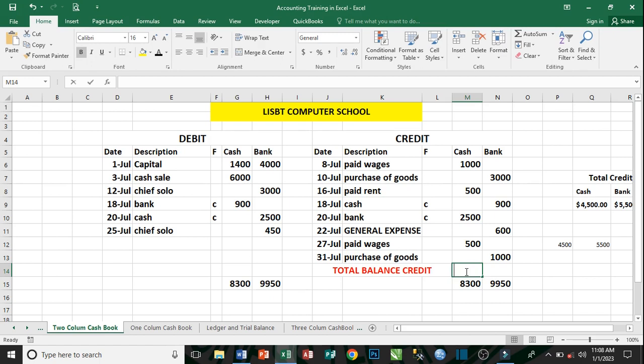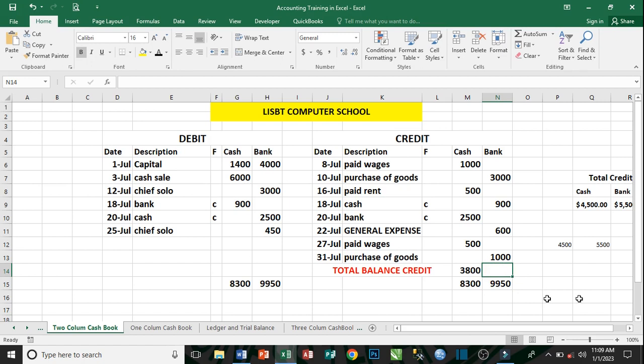So I use an equal sign again. This time around, I click here, 8,300, minus sign, 4,500. So I press enter. That means I get 3,800 here. So if you add all this, it will always get you the same equivalent. If you add all this, you will get the same total here. That means your two column cash flow, you are closing it nice and beautiful.